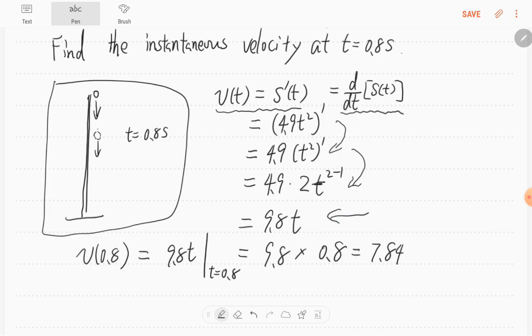So the problem cares about the moment t equals 0.8. So we plug in 0.8. We evaluate at t equals 0.8. Then you plug in, and you will have 7.84. This would be your result.